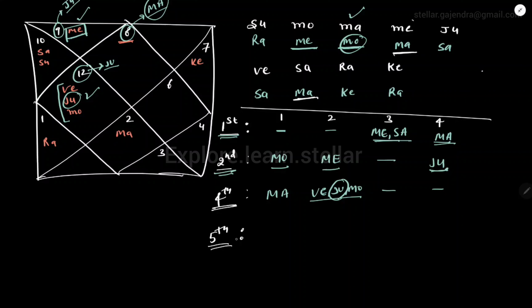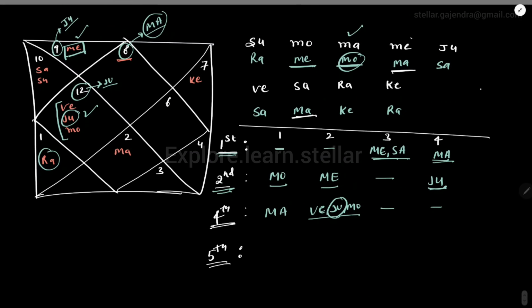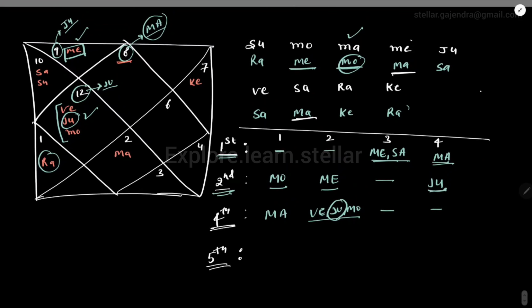Let's now find out the significator of the fifth house. You will see in the fifth house, the occupant planet is Rahu, and you will see Sun is in the Rahu star, and Ketu is in the Rahu star.